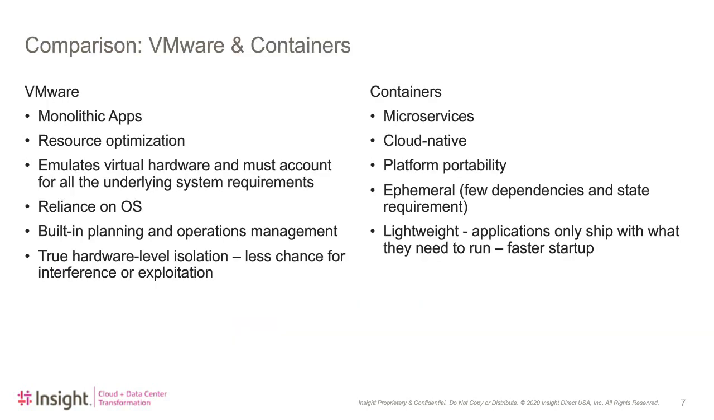So when you look at the VMware versus containers comparison, VMware really is focused on that monolithic app. Now we can run containers inside of VMware. That's something a lot of organizations do today as they go down that container path. But when you look at traditional virtualization, resource optimization, you get all of that with VMware. It must emulate the full virtual hardware, and it must account for all the underlying system requirements. You're still heavily reliant on an OS in a VM. There's built-in planning and management operations, and then there's true hardware-level isolation. So less chance for interference or exploitation from a virtualization point of view because you do have isolated access.